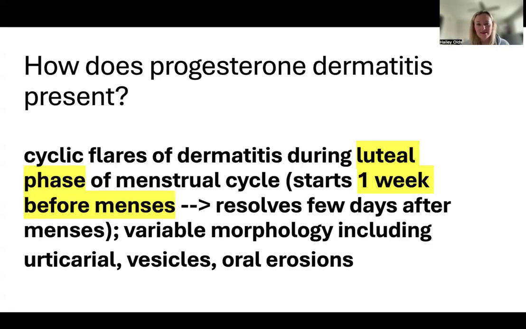How does progesterone dermatitis present? So, as the name implies, it is triggered by progesterone. So, it alters with the menstrual cycle. It flares during the luteal phase when the progesterone is high, which is 1 week before menses. And then it resolves a few days after menses. And it can kind of look like anything. It can be urticarial, it can be more vesicular, you can have oral erosions, lots of different possibilities for what it can look like.